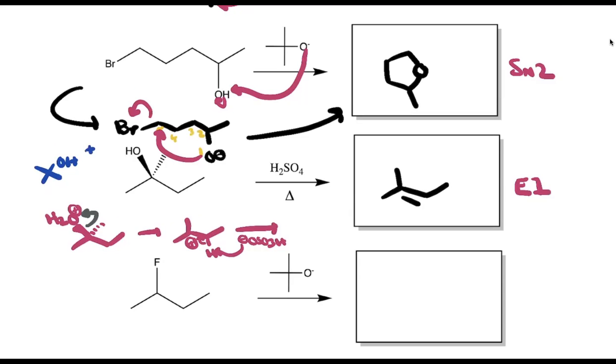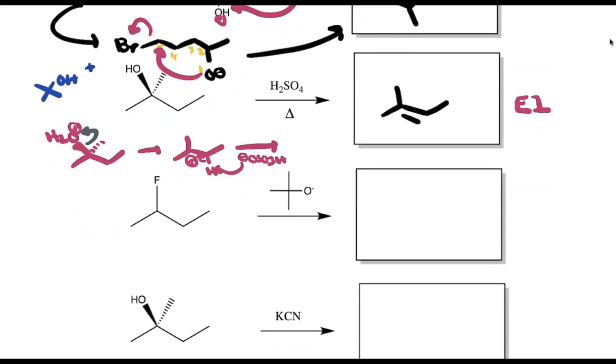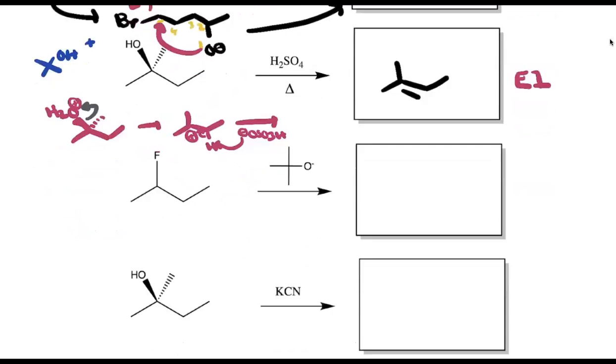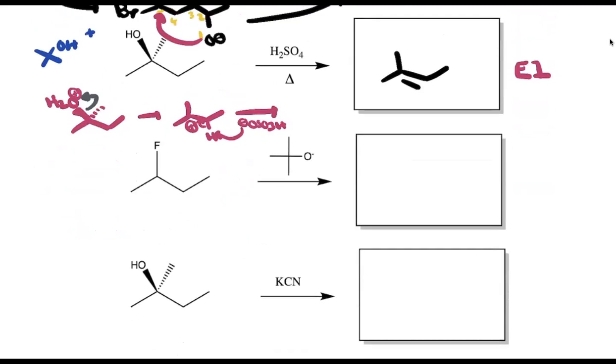All right, cool. And then this next one, tert-butoxide and fluorine. What kind of reaction do we expect here? E2. Why E2? It would be E1cB, right? E1cB. Why that? Fluorine is a bad leaving group. Yep, that's exactly right.